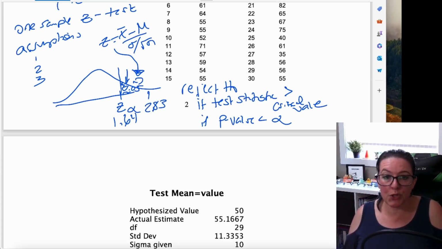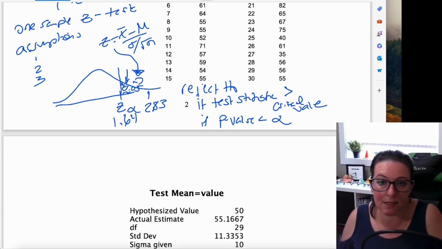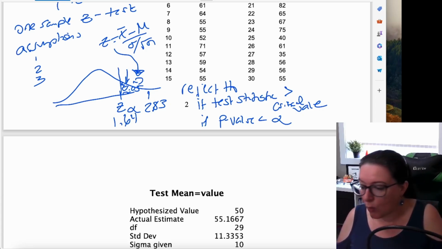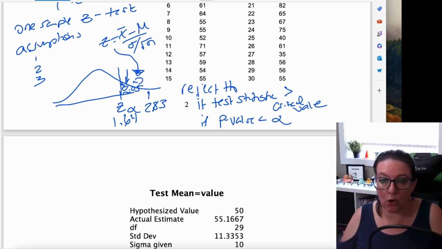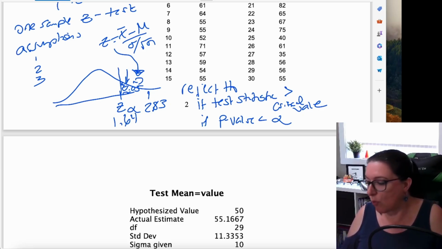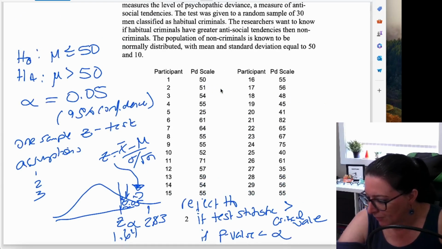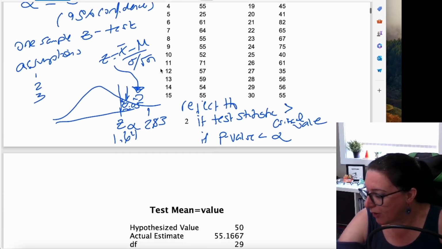So what conclusion do we draw? Well, we reject the null hypothesis if the test statistic is greater than the critical value. Our test statistic 2.83 is greater than our critical value 1.64, so we are going to reject the null hypothesis and conclude that the average score is higher for criminals, higher than 50. Okay, so we go with the alternative hypothesis. The average is greater than 50.